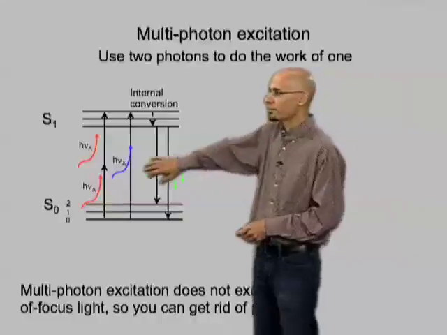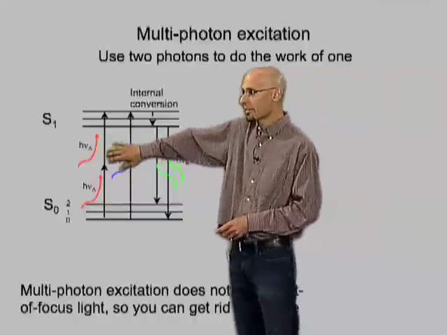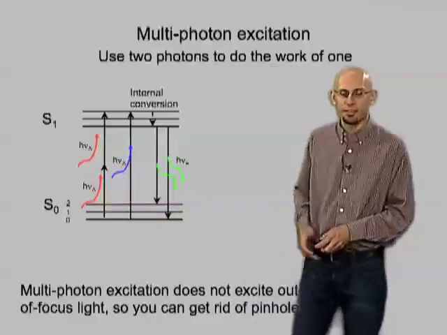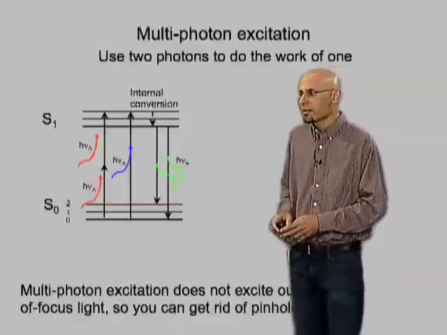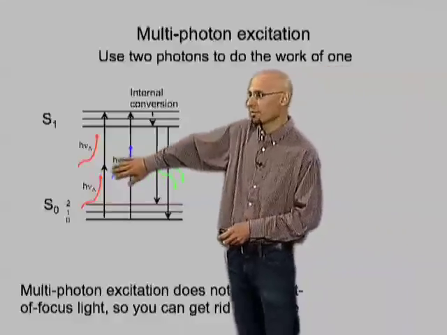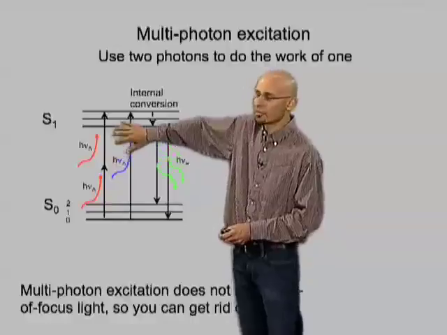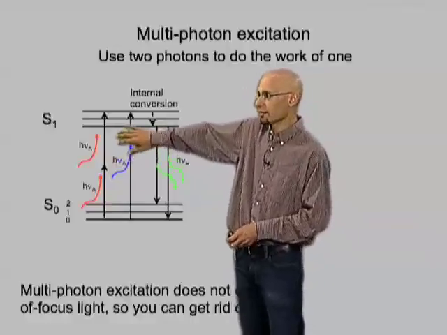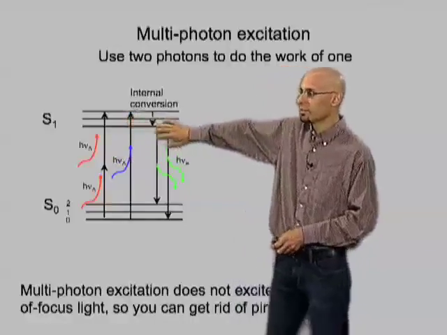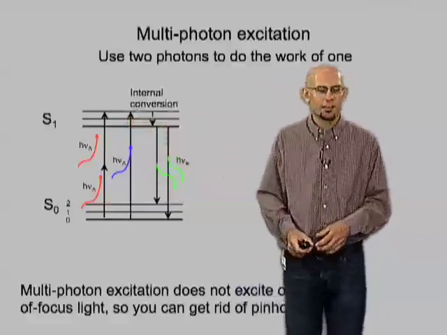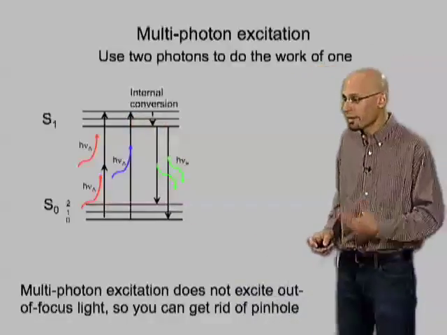But it turns out if you take two photons of half the energy here and excite in quick succession with those, such that they both hit the dye at almost exactly the same time, you can now add up these two half-energy photons to get the full energy of excitation, and that will give rise to excitation as well.